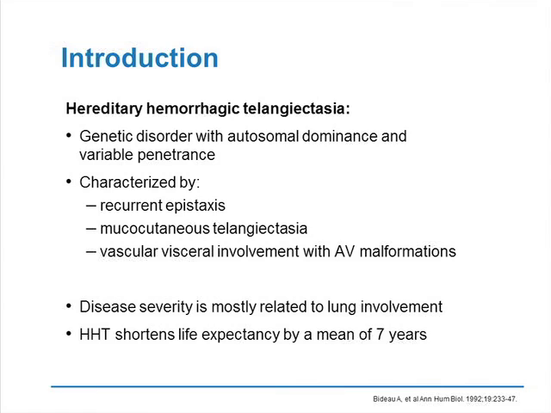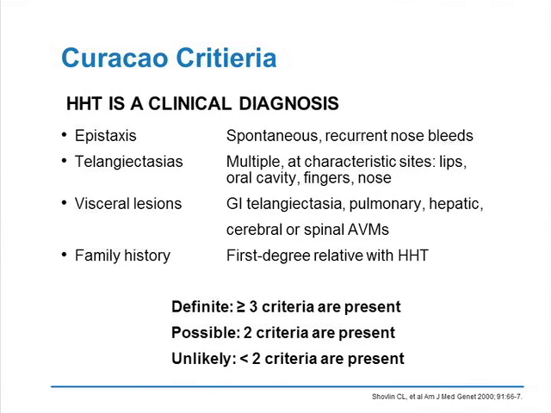Now, the key thing to remember with this disease is that most of these patients live well into their 80s or so if they're appropriately managed and taken care of, but the disease severity is primarily related to lung involvement, and that's why HHT is primarily taken care of by lung physicians, because when they have lung involvement, it can shorten life expectancy by an average of 7 to 10 years unless adequate screening and therapy is done. Now, the important thing is, even though it's a genetic disease, HHT is a clinical diagnosis.